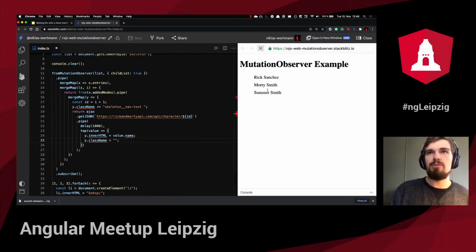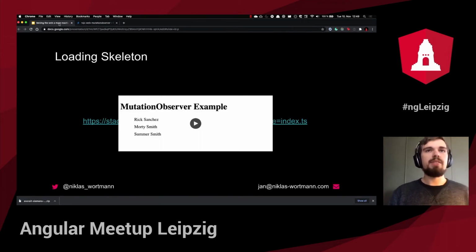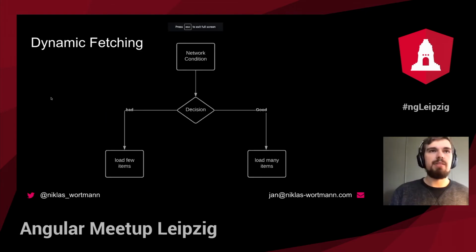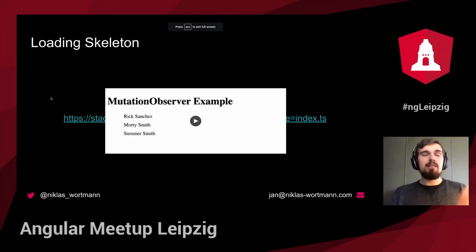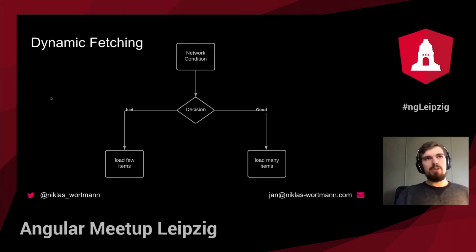I was very proud when I got this animation on. I'm actually still very proud about it. And then as soon as the response is there, I'm removing the class name and displaying the text. This is how I implemented this loading skeleton with RxJS-Web and the mutation observer API.